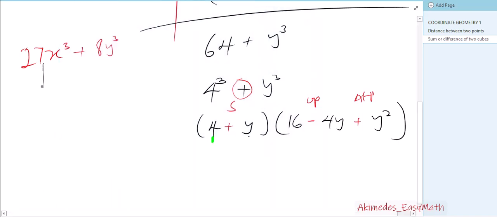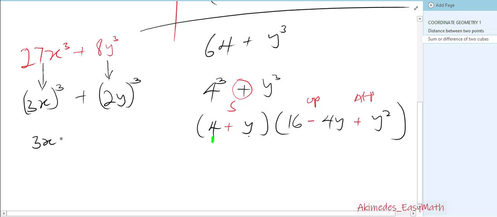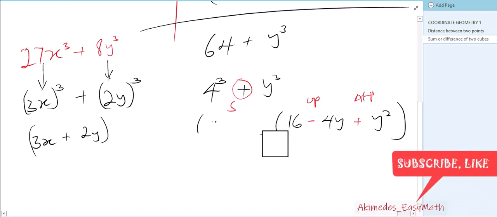So the whole of this expression gives us 3x all cubed, and the whole of this expression gives us 2y all cubed. So it has been written in their base with the exponent of 3. Now we write the same thing here. We have 3x, then the same sign comes at the binomial, 2y. Those are the binomial aspect of it. Now we write the trinomial term.